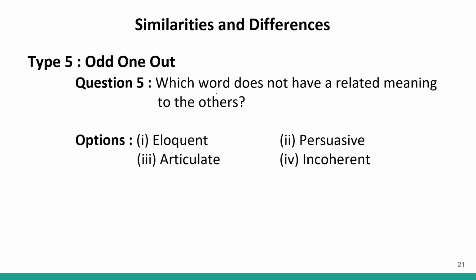Now, which of the following does not have a related meaning to the others? Odd one out question. Over here, if you look at this question, eloquent, articulate, and persuasive. All these 3 words, eloquent, articulate, and persuasive.